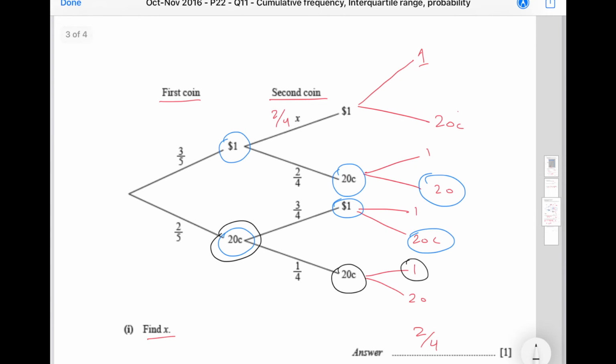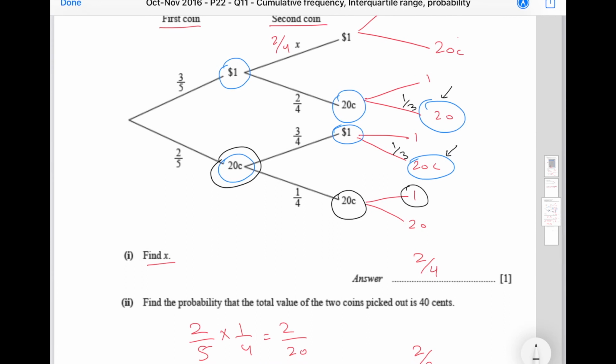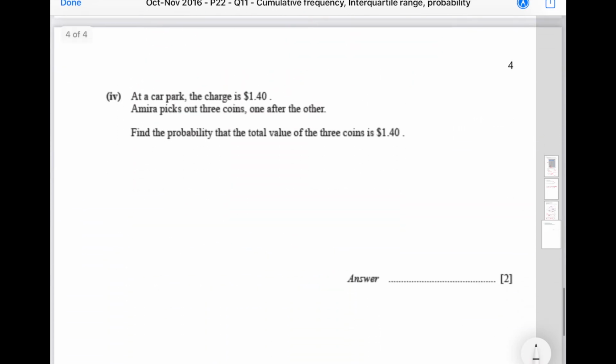The probability over here is going to be 1 over 3 because you've already picked out two of the coins. The probability over here would be, let's see, 2 over 5 is gone, 3 over 4. So we have 1 over 3 over here as well. And then over here the probability would be 3 over 3 because she hasn't picked out a $1 coin yet in this chain. So let's multiply all of them together.